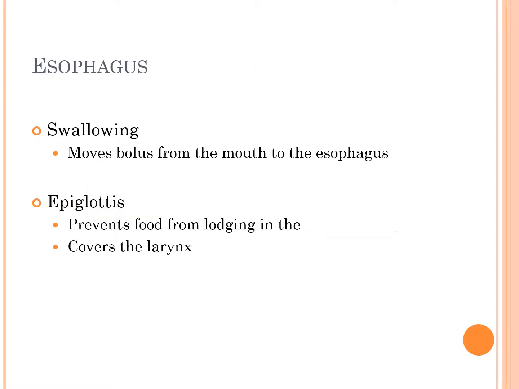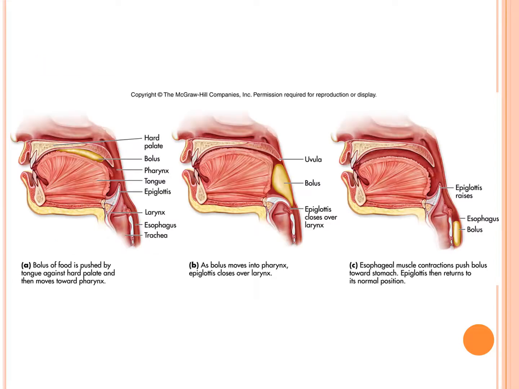The esophagus moves the bolus from the mouth to the stomach. It entails the swallowing muscular motions and will allow the bolus of food that you have swallowed to move to the esophagus. There is a structure called the epiglottis, a little flap of skin that will close over your trachea, and it will prevent food from lodging in the trachea and thereby getting into your lungs. So this will cover up the larynx and block food from getting in the trachea.